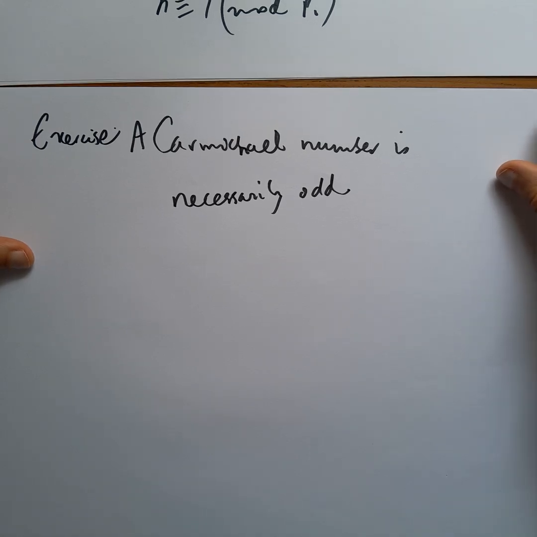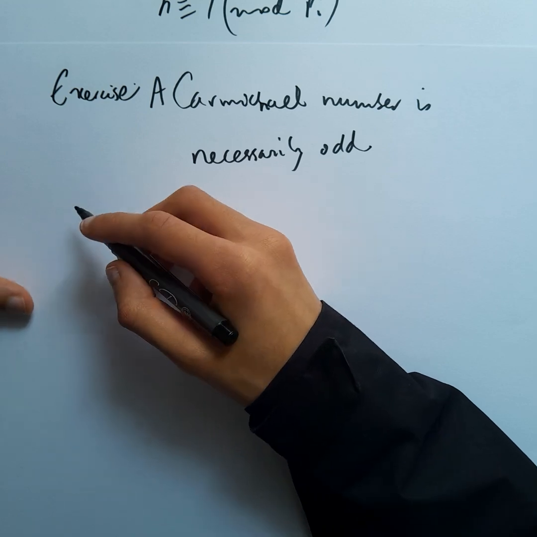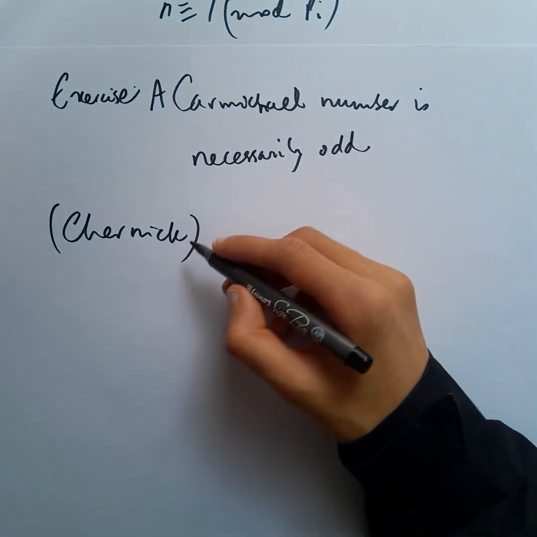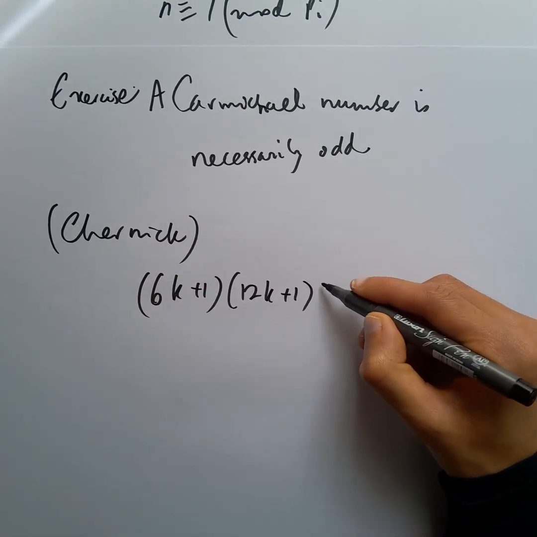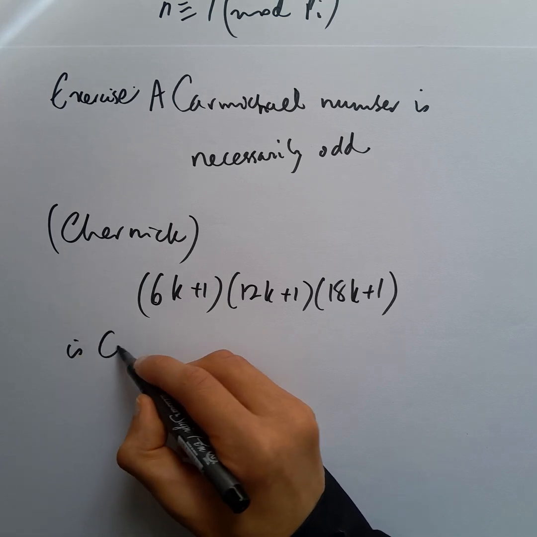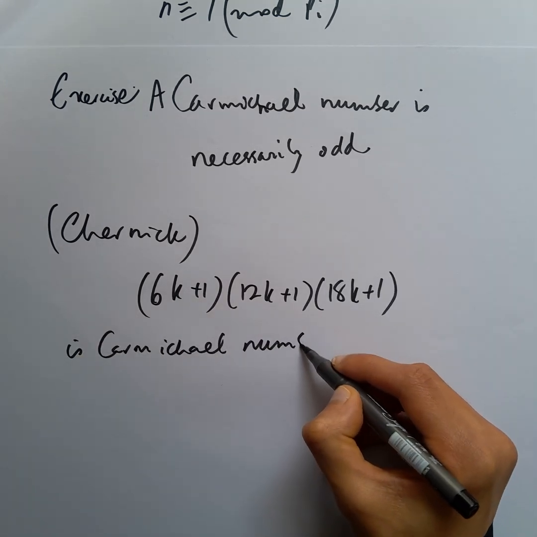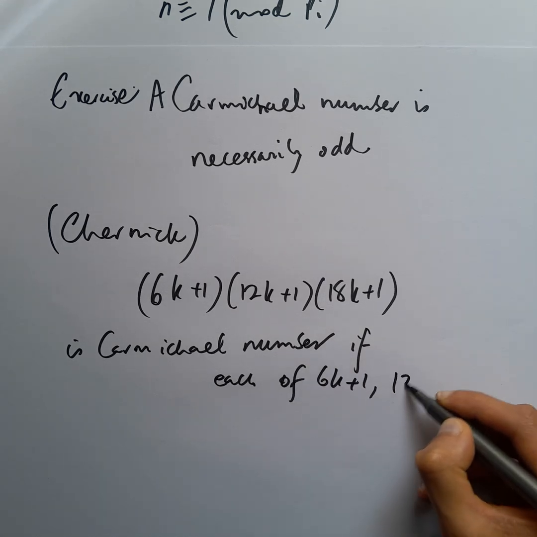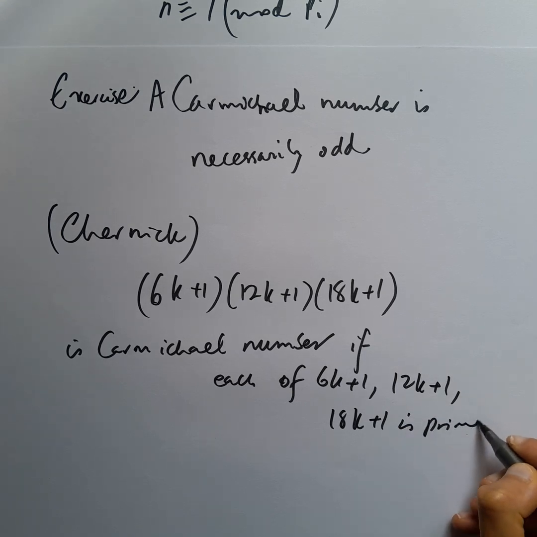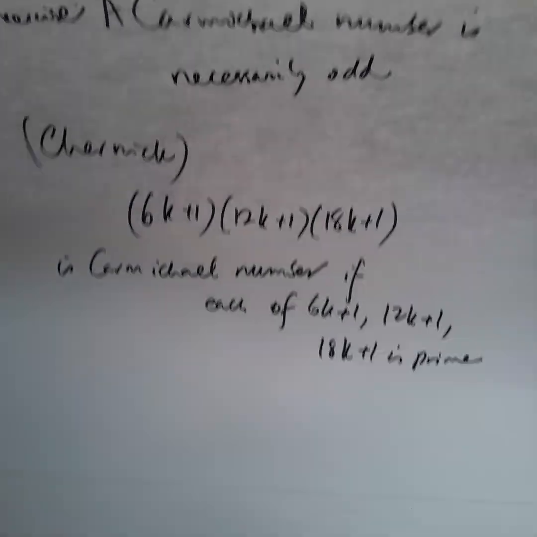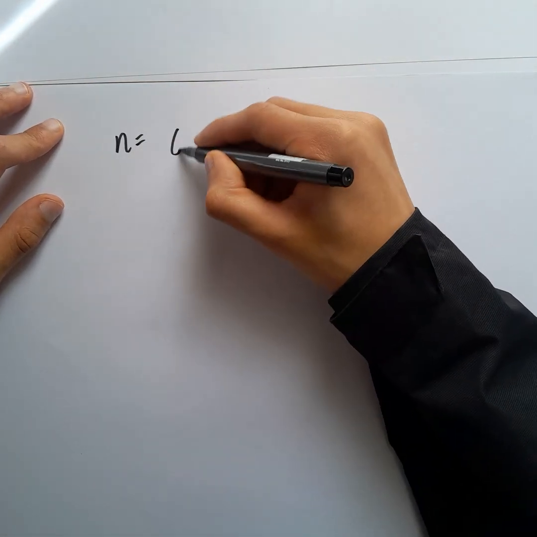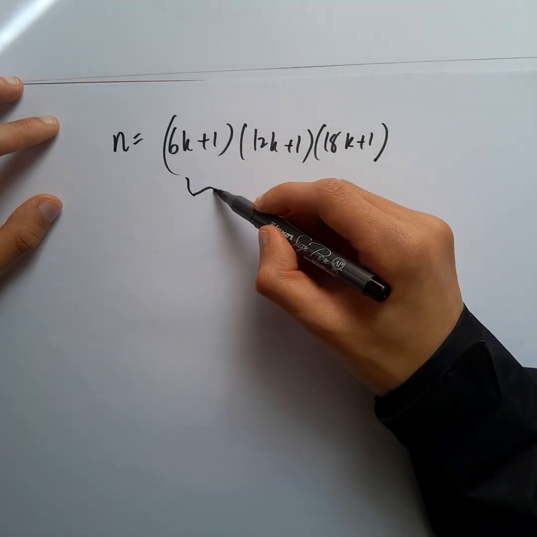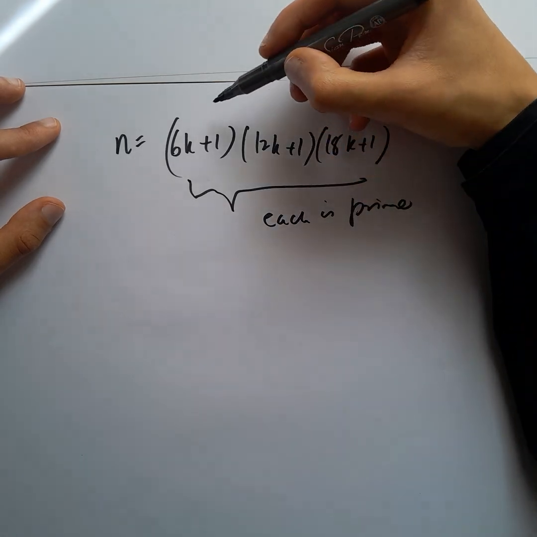Now we'll have a look at how to use Korselt's criterion to prove an observation due to Chernick, which says that the number 6k plus 1 times 12k plus 1 times 18k plus 1 is a Carmichael number if each of these factors is prime. That can be proved easily using Korselt's criterion. We suppose that n is equal to 6k plus 1 times 12k plus 1 times 18k plus 1, and we suppose that each of these is prime. So that forms a prime triplet.